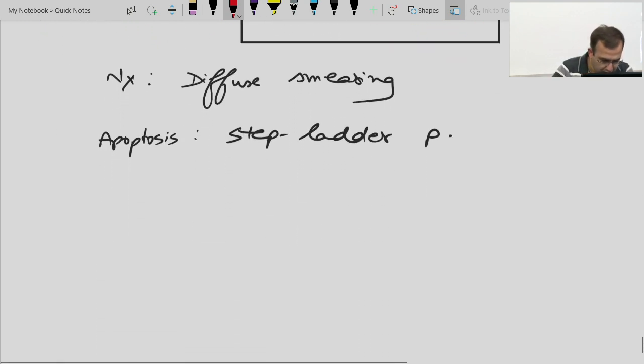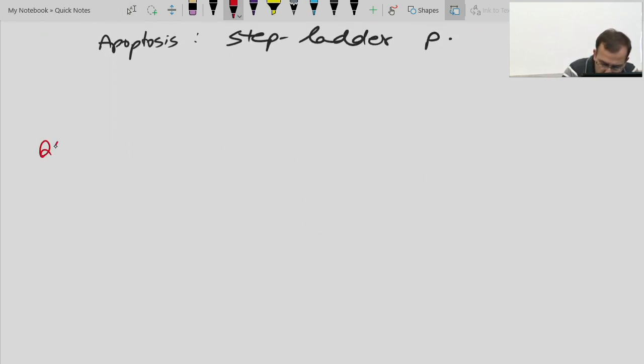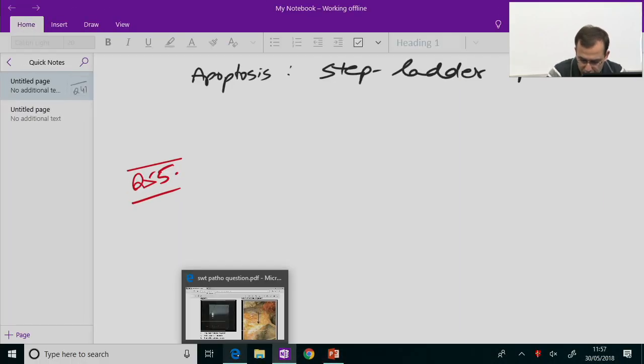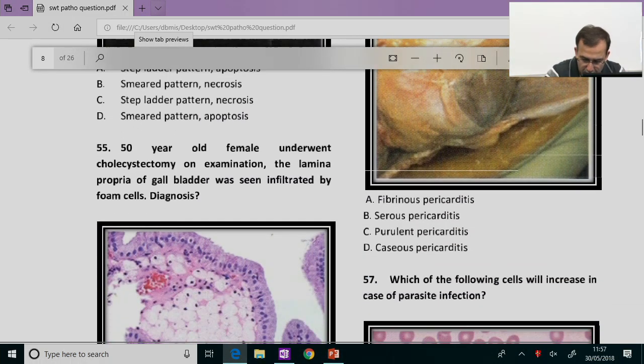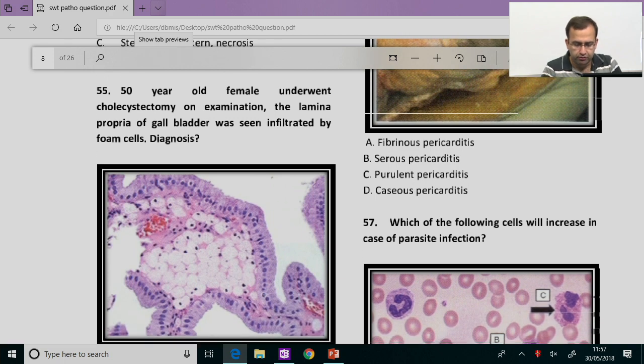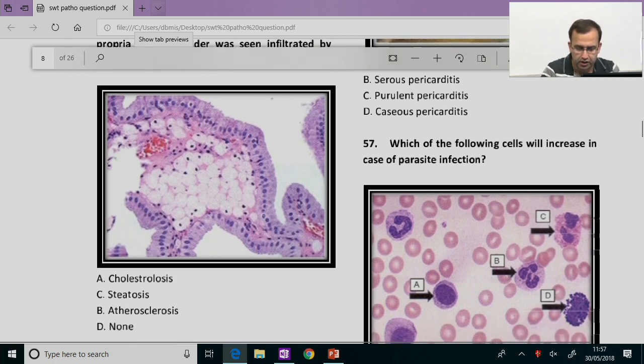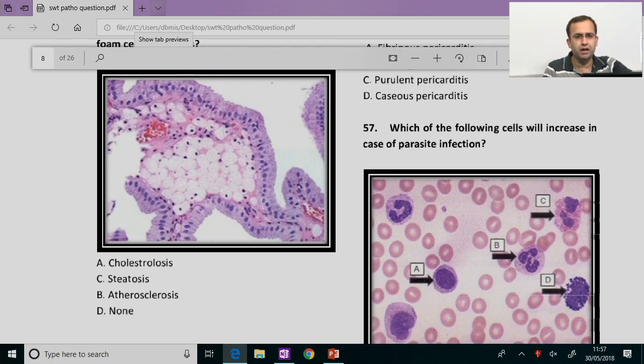Next, this gets us to question number 55. What you see here is a 50-year-old female who underwent cholecystectomy. The gallbladder is seen infiltrated with foam cells. So with the presence of all these foam cells, the answer is simply cholesterolosis.